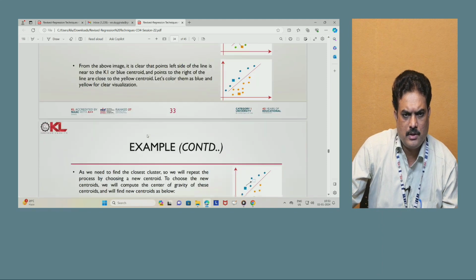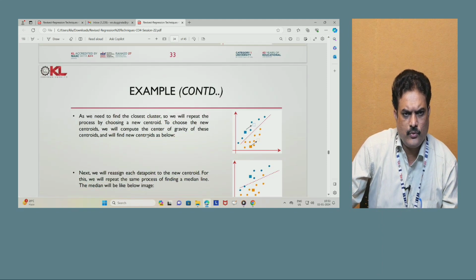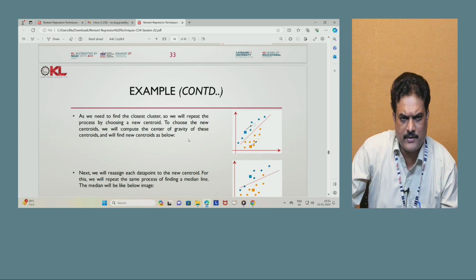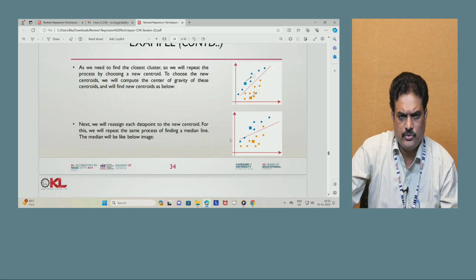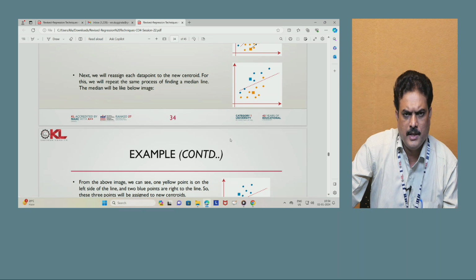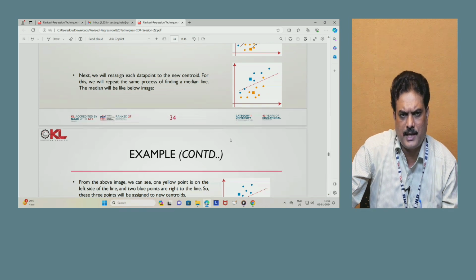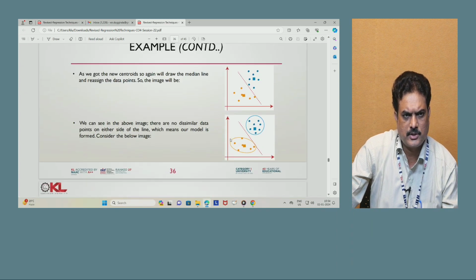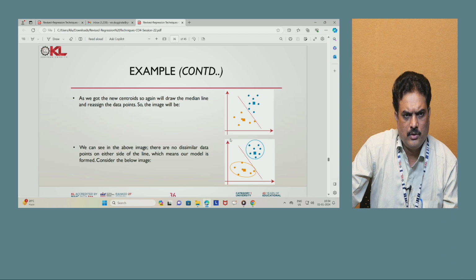So these are the examples. As we need to find the closest cluster, we will repeat the process by choosing new centroids. To choose the new centroids, we will compute the center of gravity of these centroids, and we will find new centroids as below. So we can see the examples. Next we will reassign each data point to the new centroid. For this we will repeat the same process of finding a median line. The median line will be like the below image. This is the median line. These are the examples of how the data points are reassigned and how the data points are clustering.